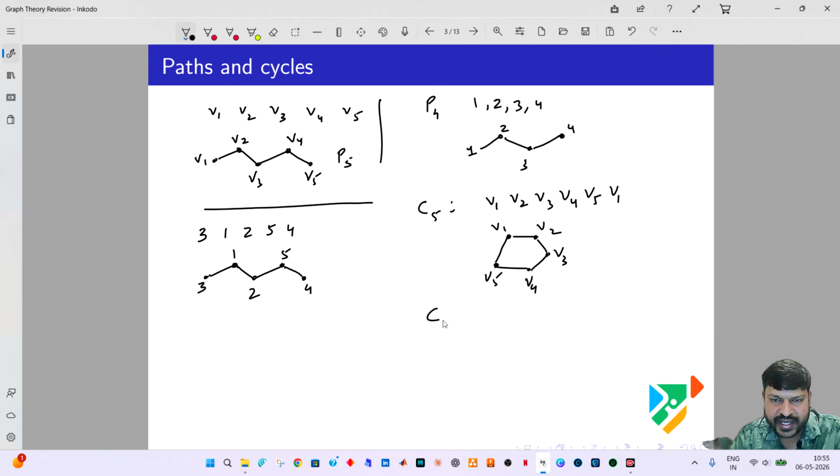Similarly, you have a cycle of length 3. This is the smallest cycle. Then you have a cycle of length 4, and so on.